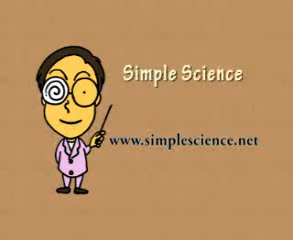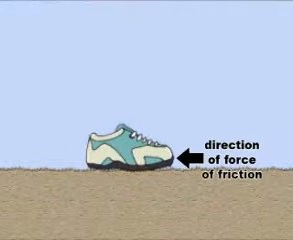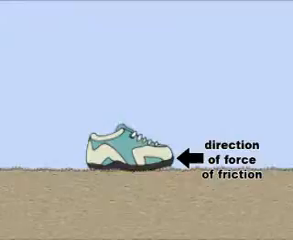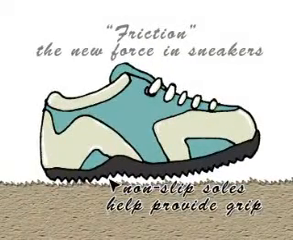Simple science. What is friction? Friction is the force that slows things down when they rub up against solid surfaces. For example, friction is the force that gives a shoe grip when the sole comes into contact with the floor.